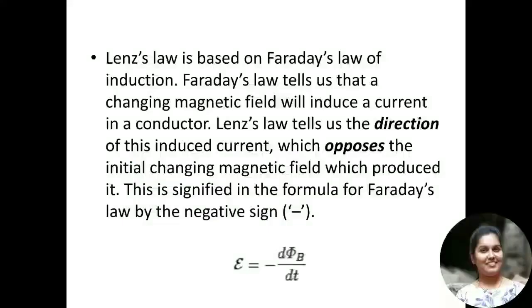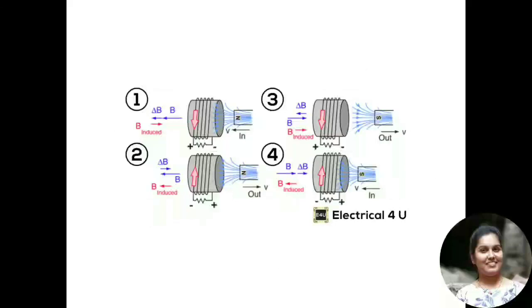Lenz's law tells us the direction of this induced current, which opposes the initial changing magnetic field which produces it. This is signified in the formula for Faraday's law by the negative sign: E is equal to minus dΦB by dt.